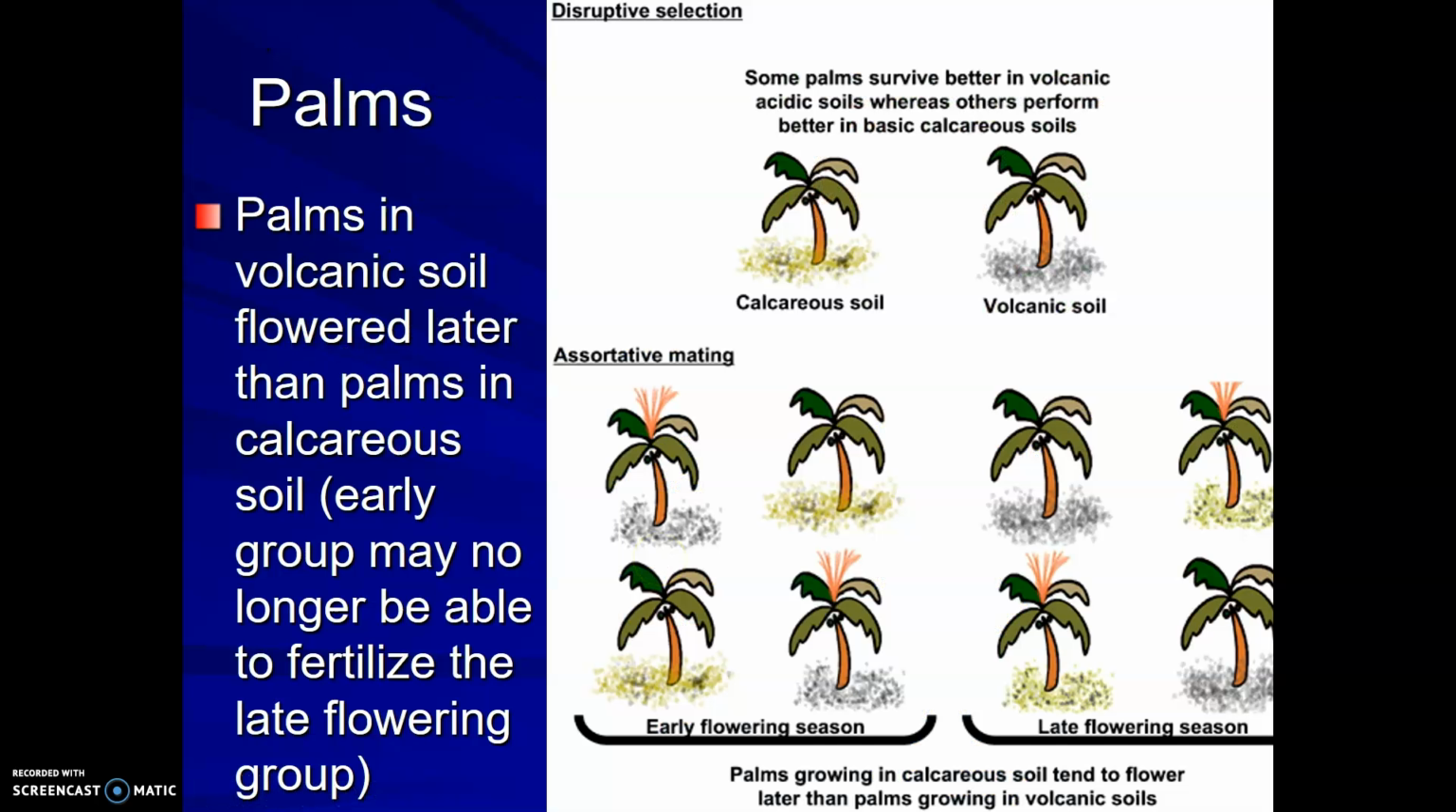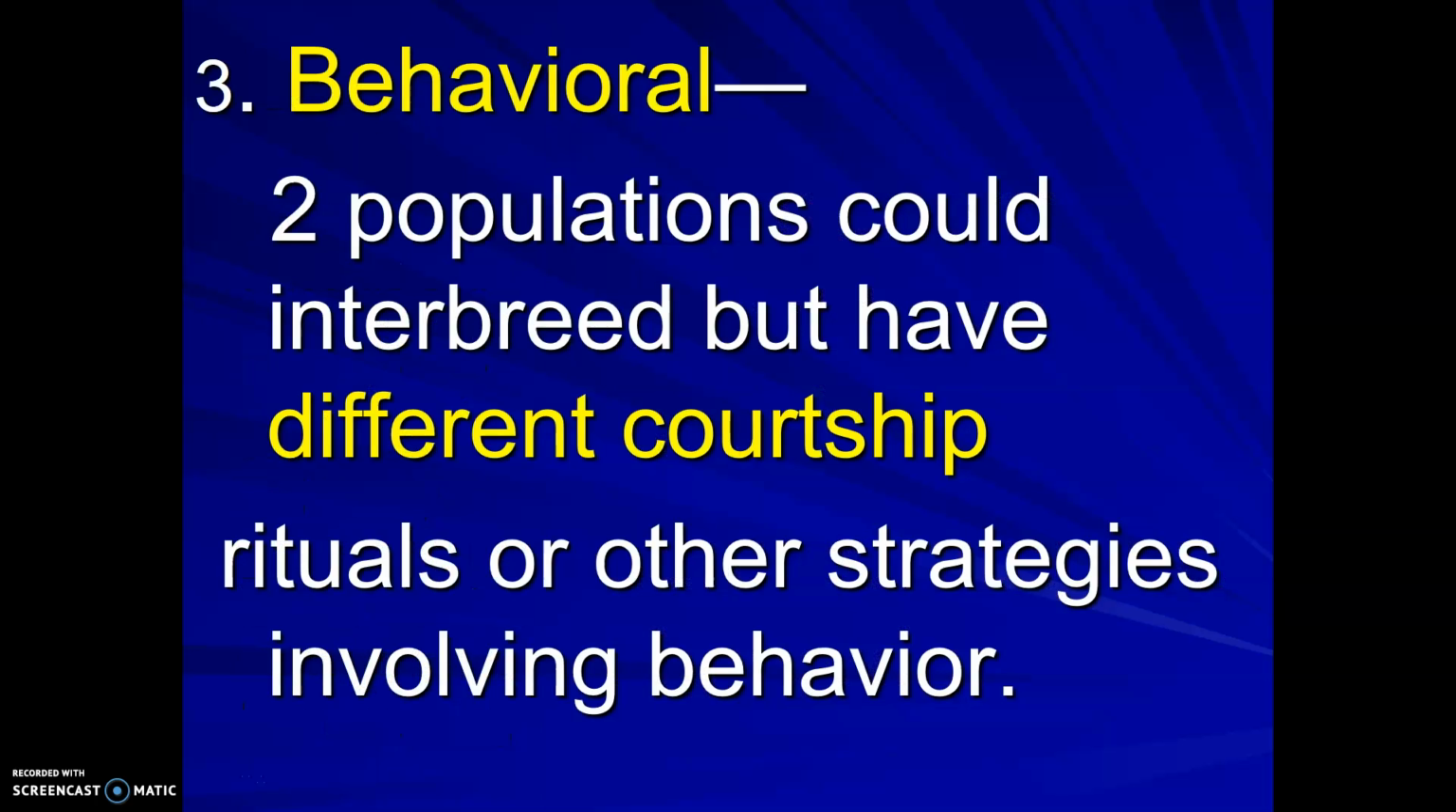Another example are the palms. Okay, they used to be the same species, but they flower at different times. So the calcareous versus volcanic soil. The volcanic flowers later than the palms in calcareous soil, like an early group, and may no longer be able to fertilize. So now bringing them together, even if we try to mate them at the same time, they are no longer the same species. And the last one, guys, is behavioral.